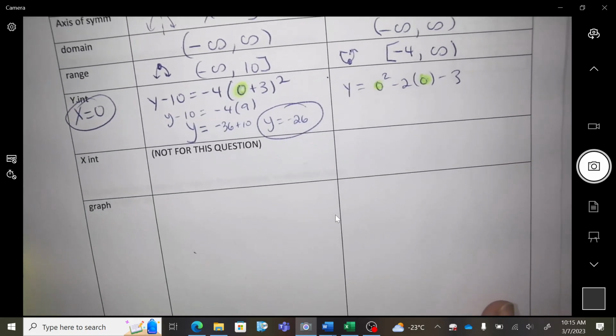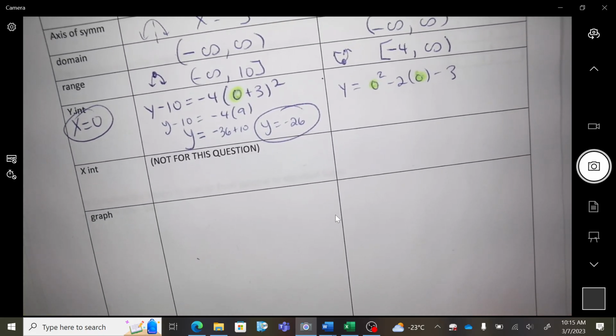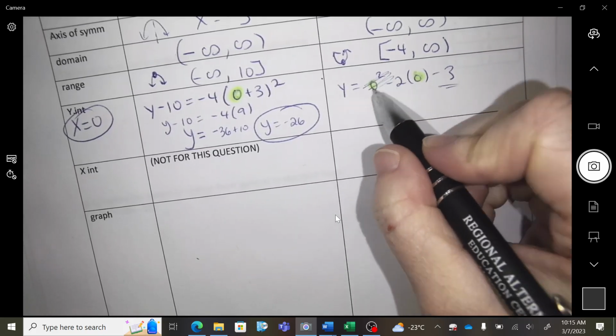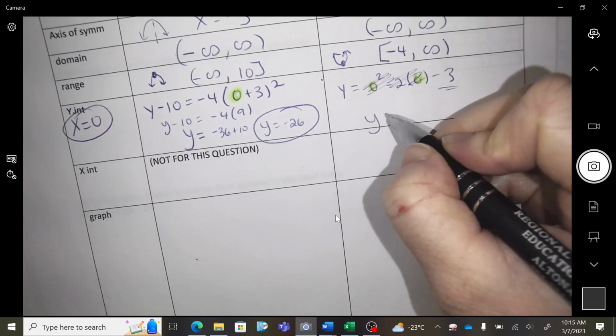So in this second equation, it's the same idea. You plug in 0 to replace the x. But this one's a lot faster math. Boom. -3. Because anything over here, 0, 0.